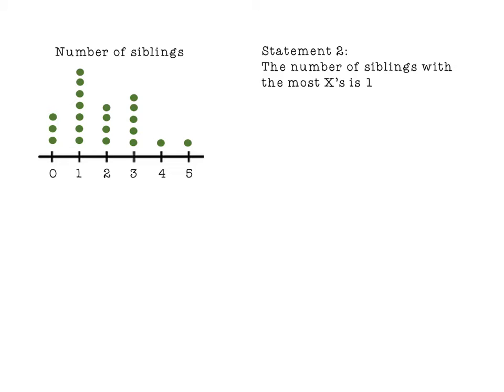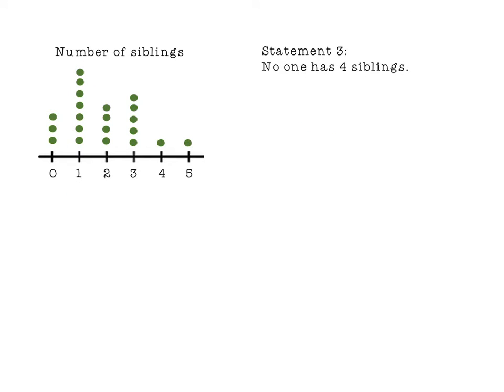The next statement says the number of siblings with the most X's, or in this case dots, is 1. Well, if I count them, for 0 there's 3, for 1 there's 7, for 2 there's 4, for 3 there's 5, for 4 there's 1, and for 5 there's 1. So number 1, or one sibling, has the most. So this statement is true or correct, because this column has the largest number of dots.